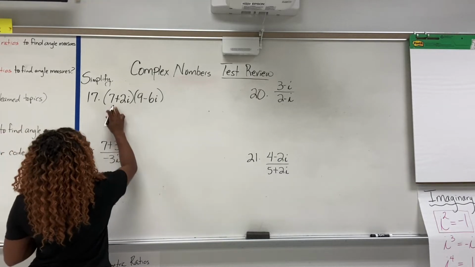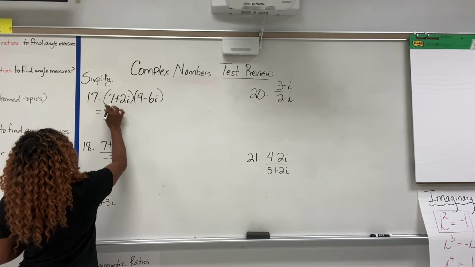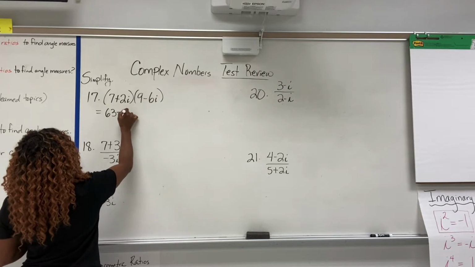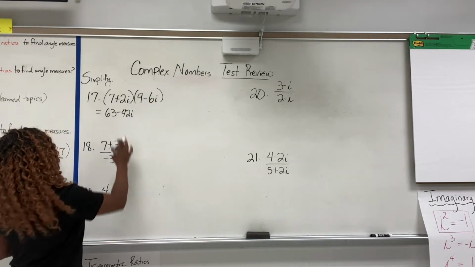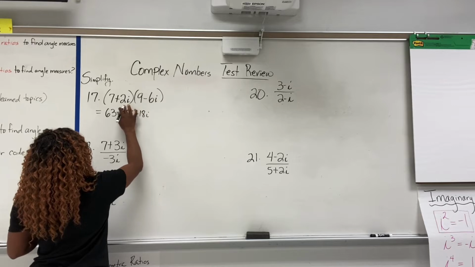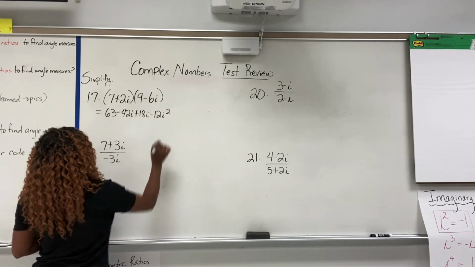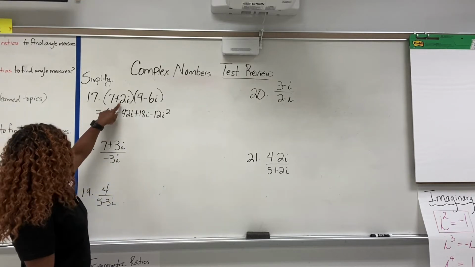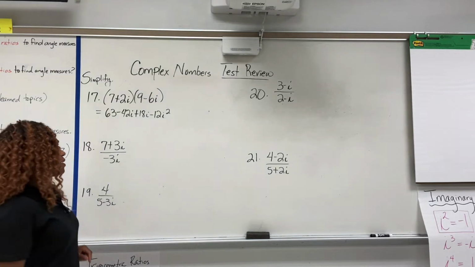So the first thing we're going to do is, we've got 7 times 9, and that's going to be 63. 7 times -6i is -42i. Now I've got to do my 2i. So 2i times 9 is 18i. 2i times -6 is -12i squared. Why is it a negative? Because we have a positive 2 times a -6, and a positive times a negative is negative.